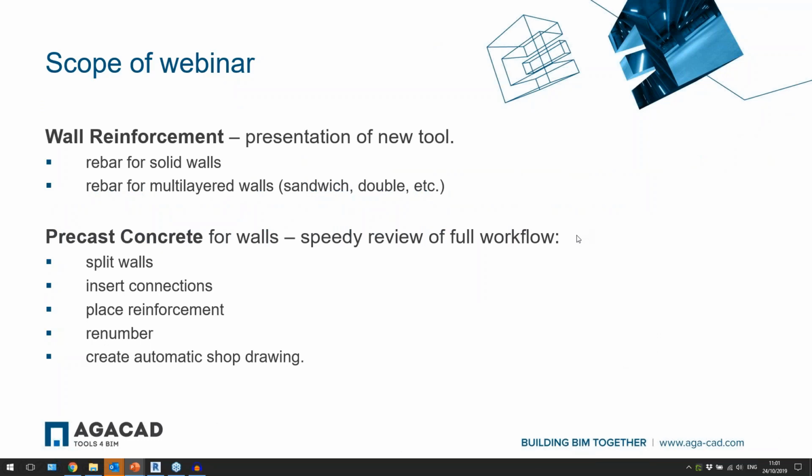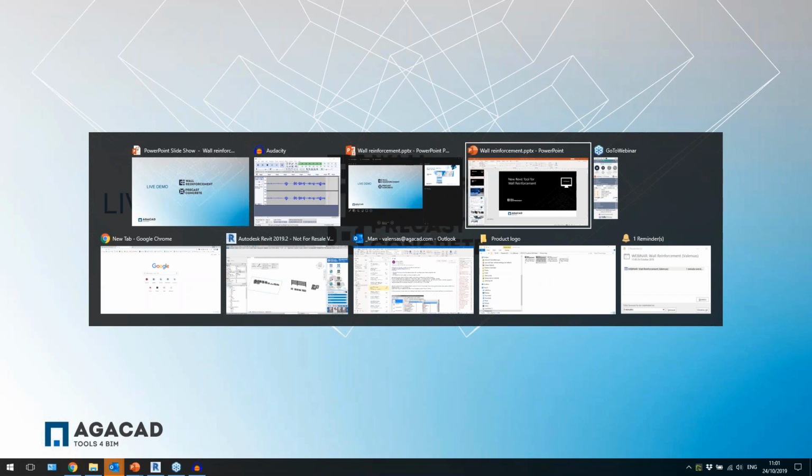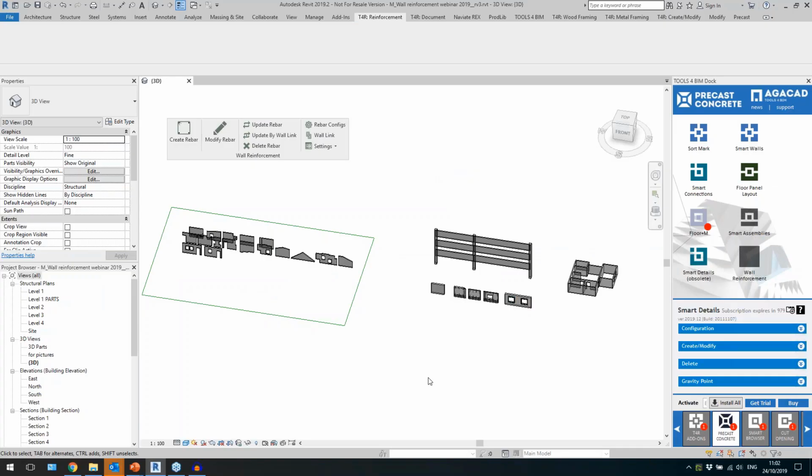What you will see in this webinar is how to use this new tool. I will go through all the current features of this tool, how to use it on solid walls and on multi-layered walls, and then a really quick view of the full workflow: how to use precast concrete to split walls, insert connections, place reinforcement, renumber elements, and create automatic shop drawings. So this is it. We will switch off the slides and move on to the Revit window.